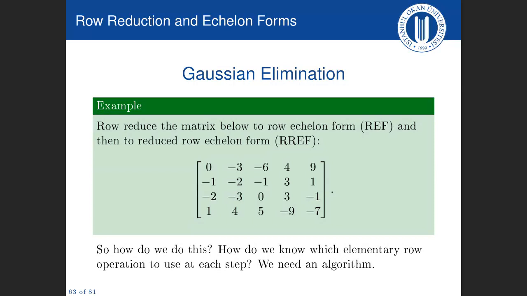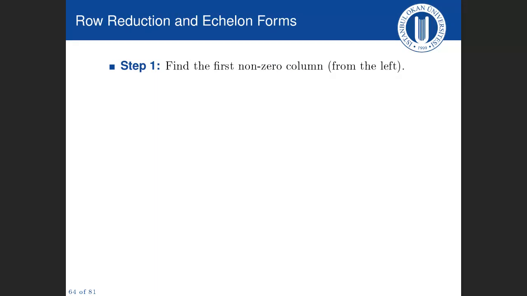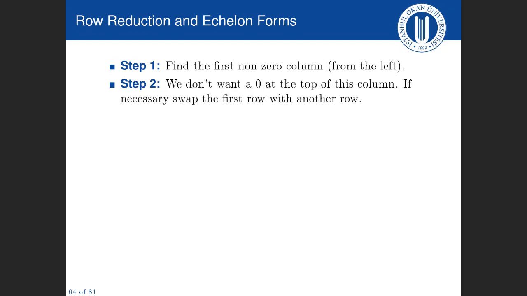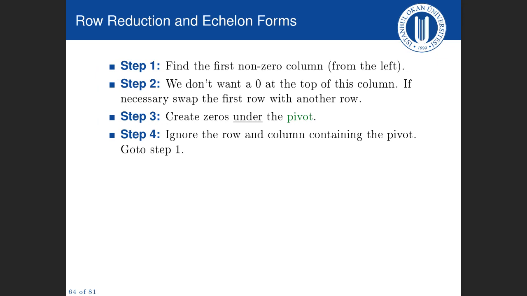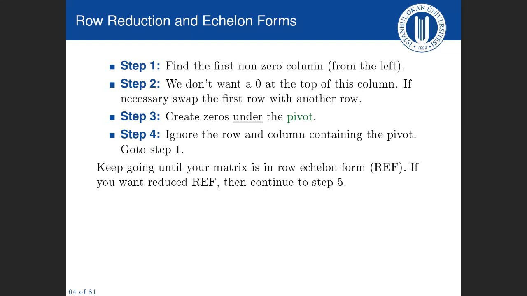So how do we do this? How do we know which elementary row operation to use at each step? The answer is we need an algorithm. Step 1. We're going to find the first non-zero column, first from the left. Step 2, we don't want a 0 at the top of this column. So if necessary, we're going to swap the first row with another row. Step 3, we're going to create zeros under the pivot. Step 4, we're going to ignore the row and the column which contain the pivot, and then we're going to go back to step 1. And we'll repeat this process again and again until we get our matrix in REF.